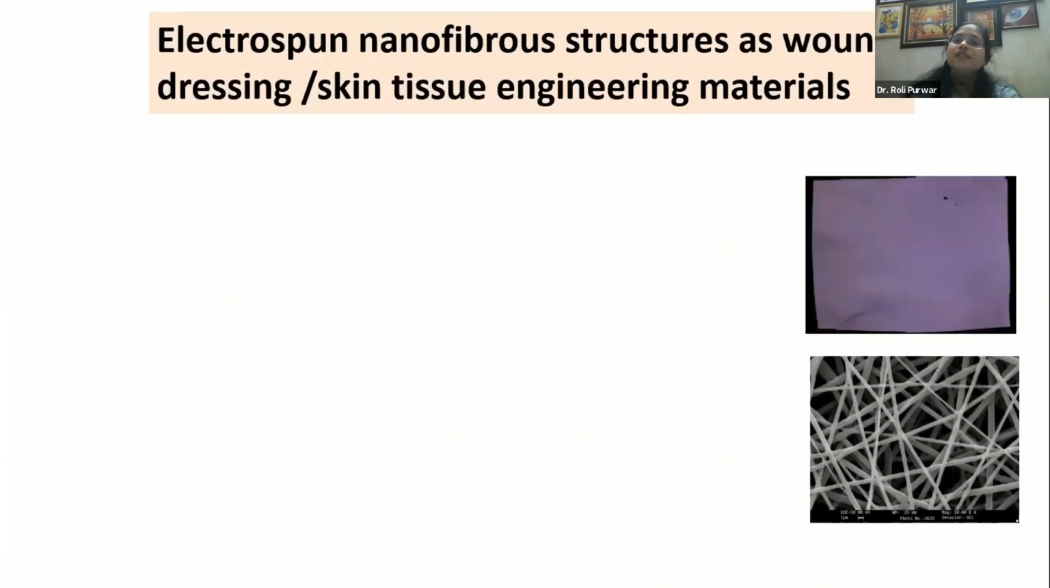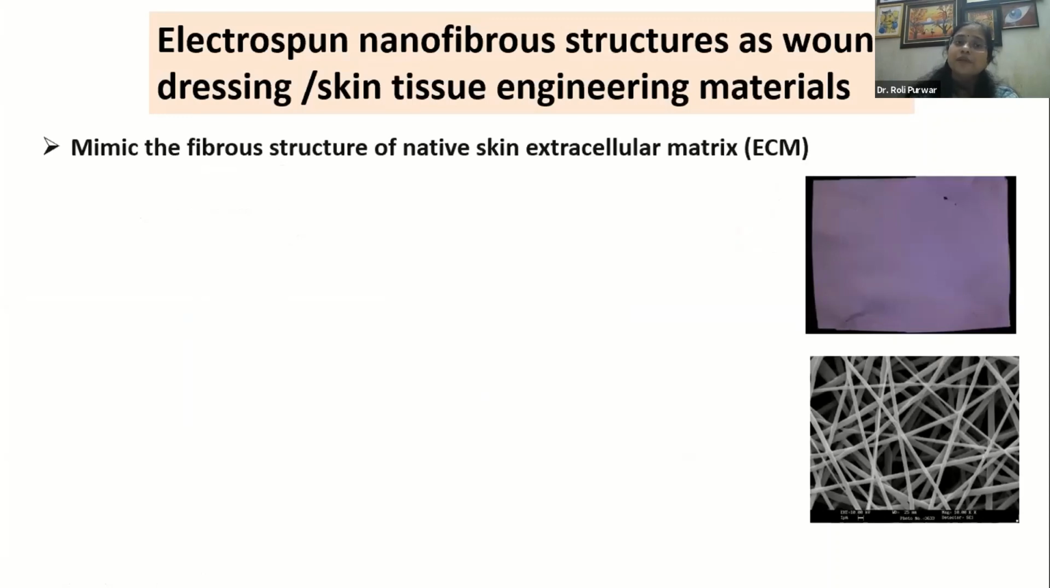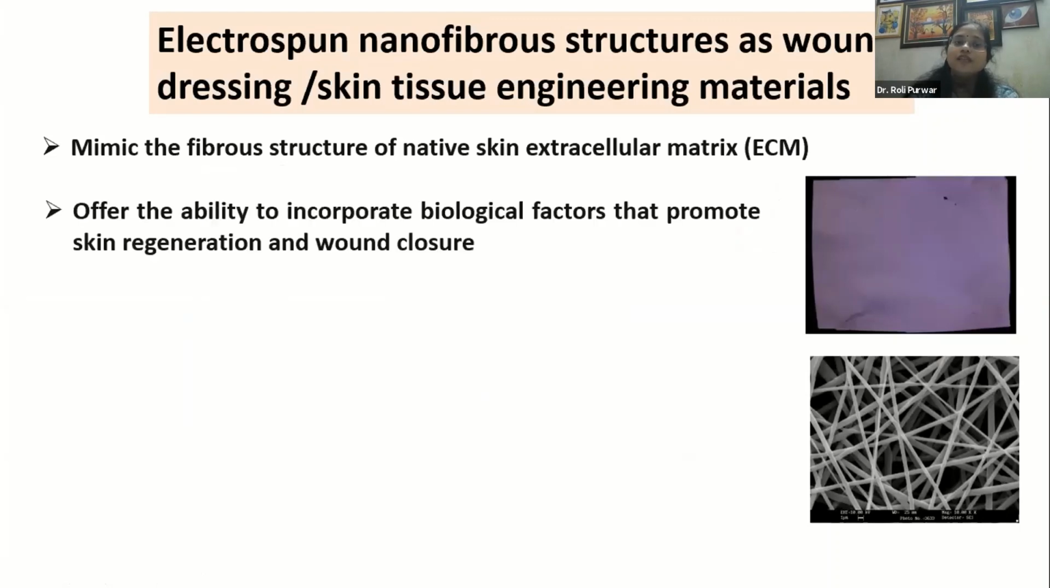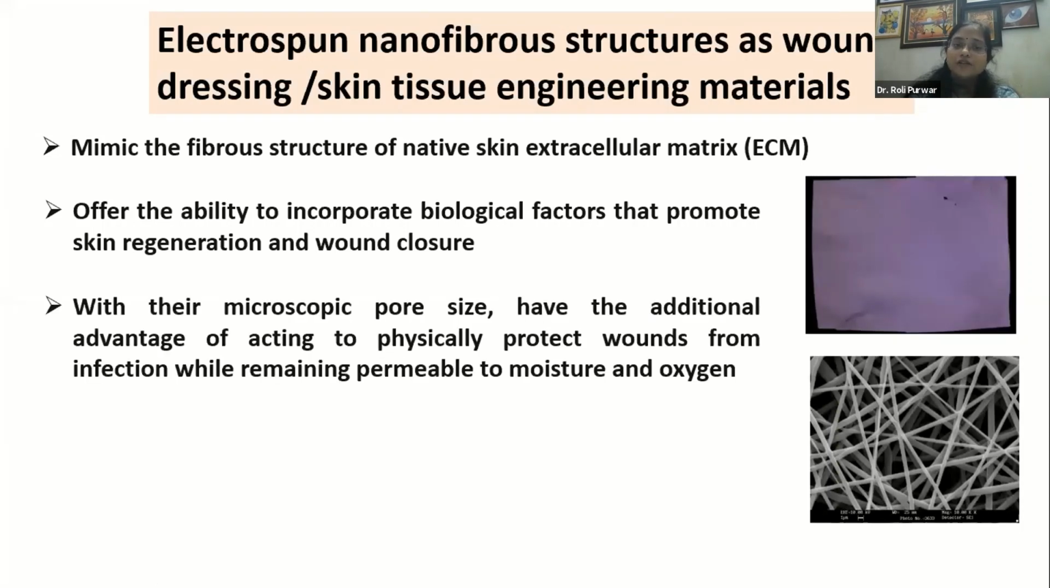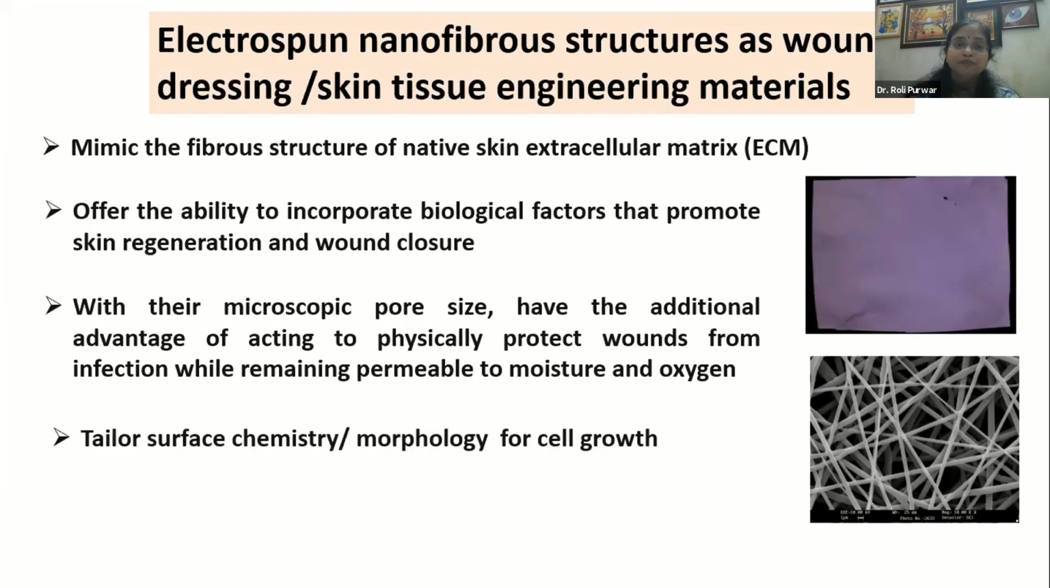Electrospun nanofiber structures are used as a dressing material or skin tissue engineering material. Why are these materials very promising? Because they mimic the fibrous structure of native skin extracellular matrix and offer the ability to incorporate biological factors that promote skin regeneration and wound closure. With their microscopic pore size, they have an additional advantage of physically protecting wounds from infection while remaining permeable to oxygen and moisture. This is the major advantage of this material.